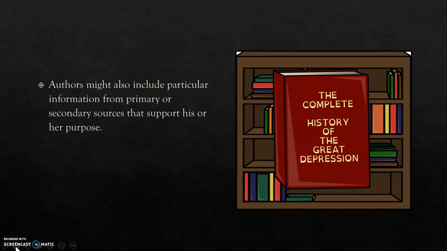Now, authors might also include particular information from primary sources or secondary sources that support his or her purpose. I already explained primary and secondary sources, but do know that there is information from these sources deliberately included.